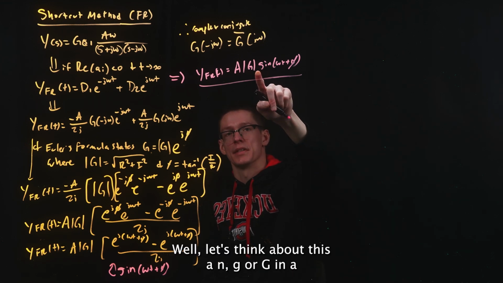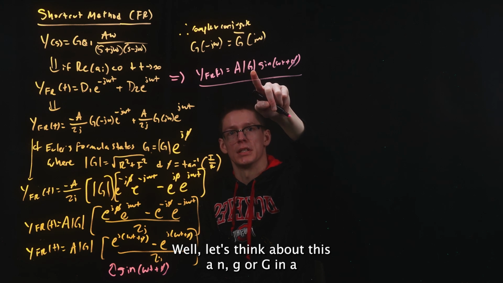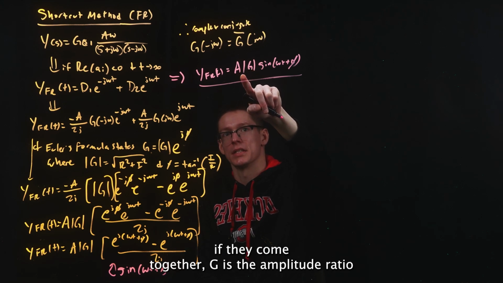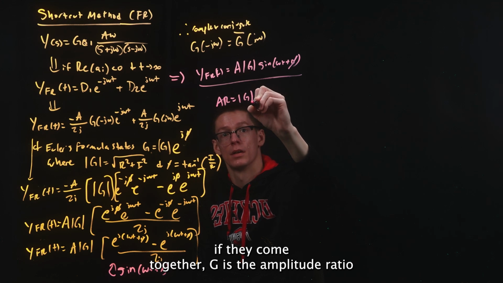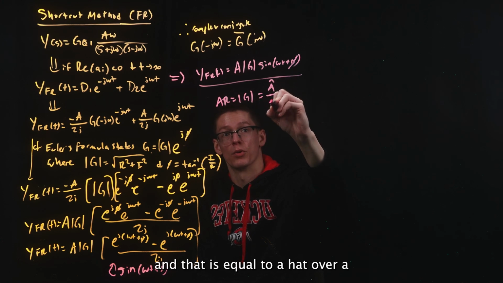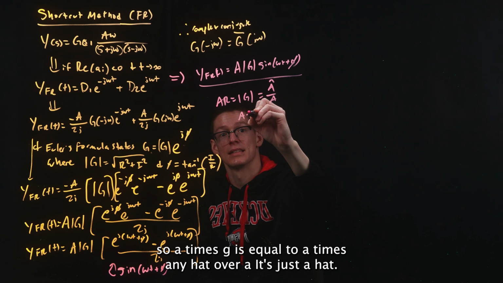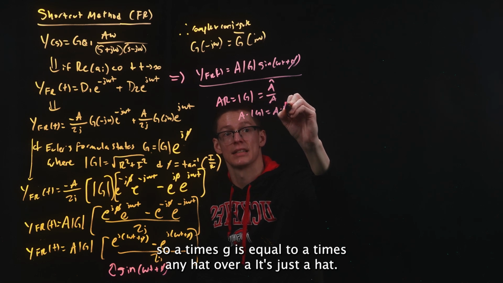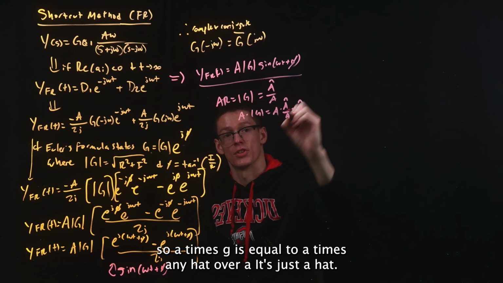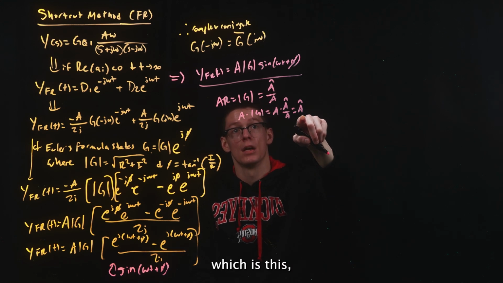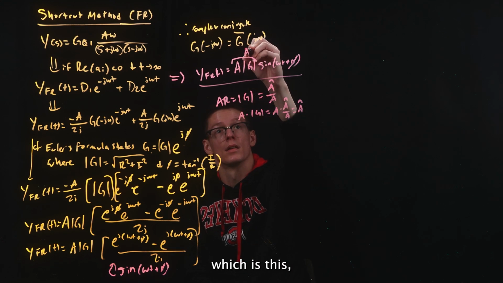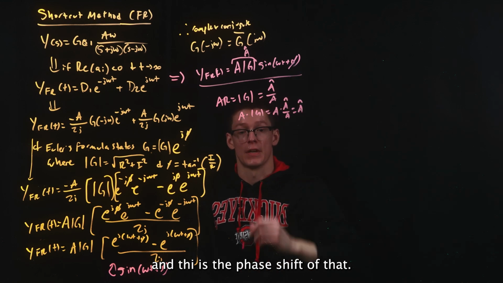And why is this true? Well, let's think about this. A and g, if they come together, g is the amplitude ratio, and that is equal to  over A. So A times g is equal to A times  over A. It's just , my new amplitude, my output. That is the output amplitude, which is this. And phi is the phase shift of that.